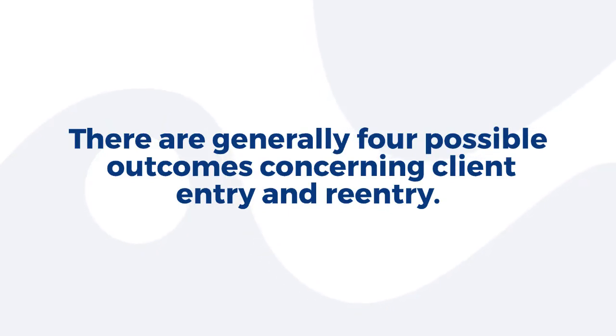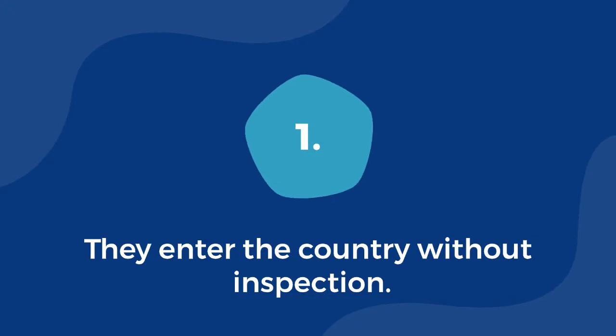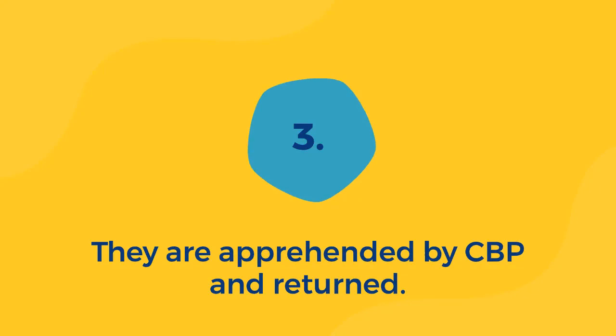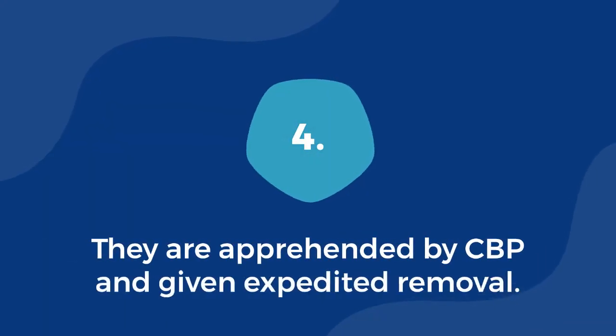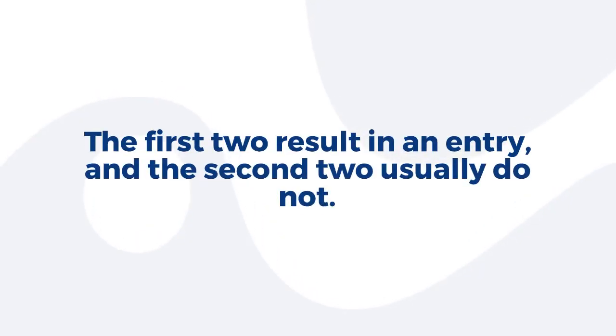There are generally 4 possible outcomes concerning client entry and re-entry. 1. They enter the country without inspection. 2. They make it into the country with inspection and admission or parole. 3. They are apprehended by CBP and returned. 4. They are apprehended by CBP and given expedited removal. The first 2 result in an entry, and the second 2 usually do not.